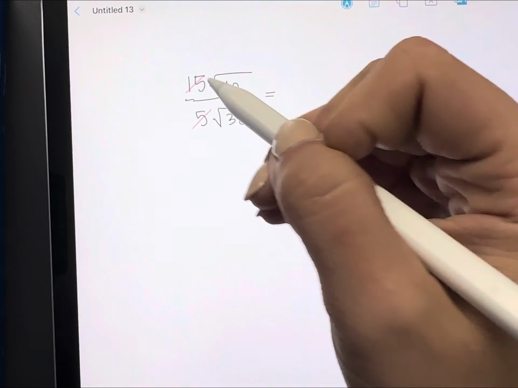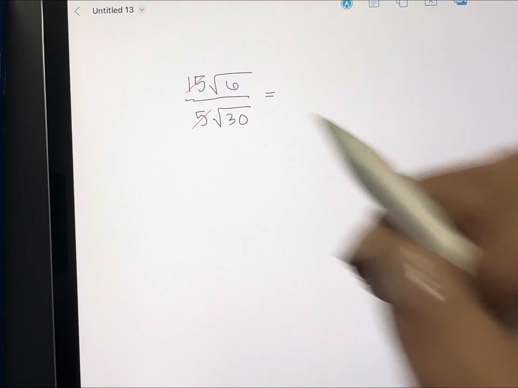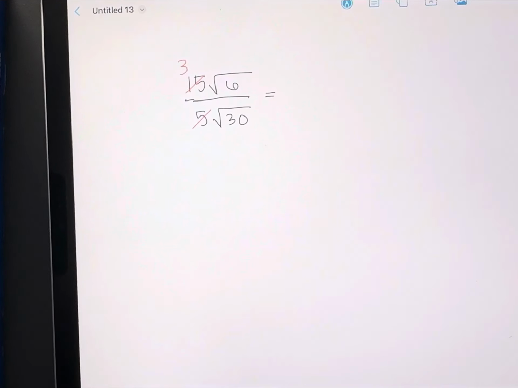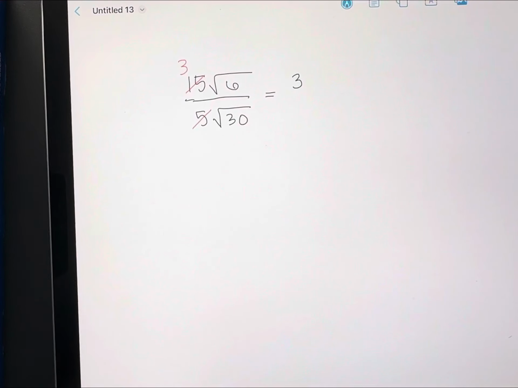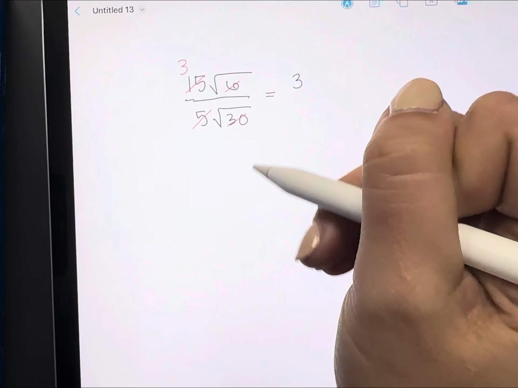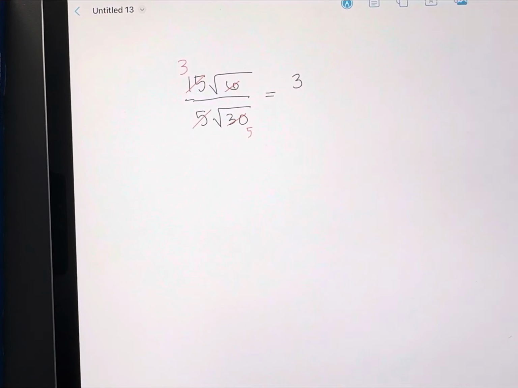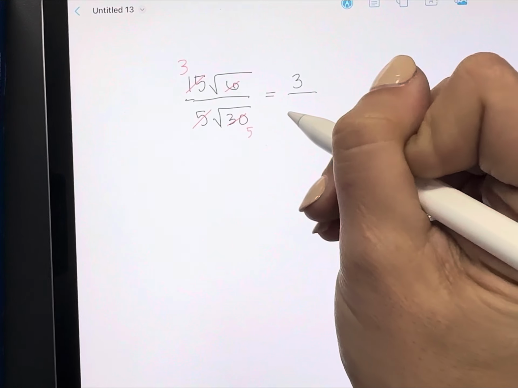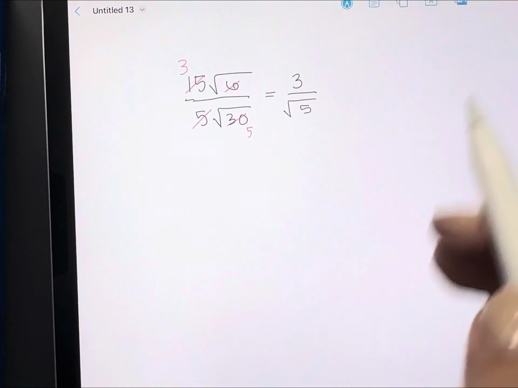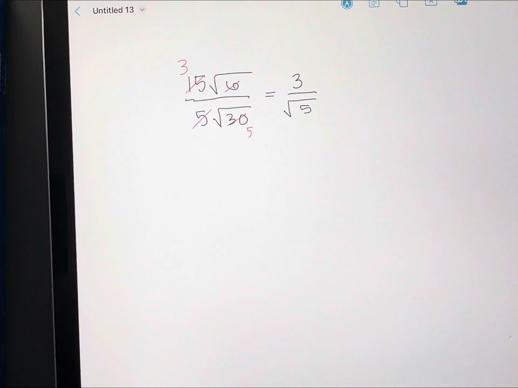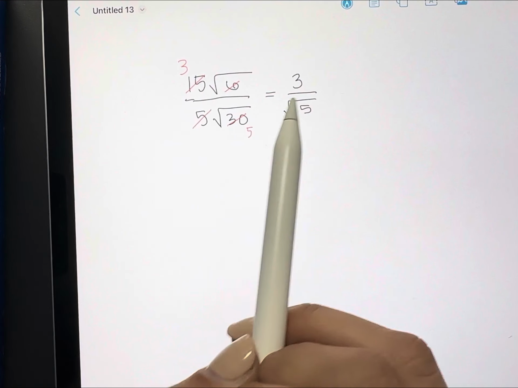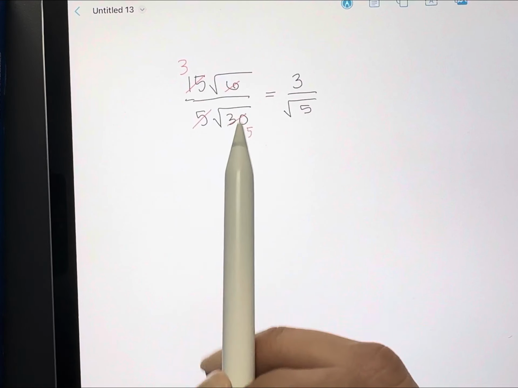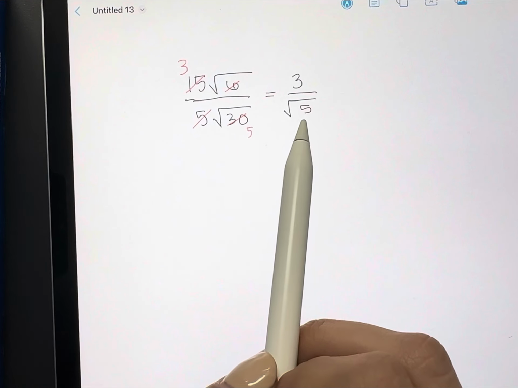5 goes into 15. I can still divide with the numbers in the front. 5 goes into 15 3 times. So this leaves me with a 3 outside of the radical. And then 6 goes into 30 5 times. So this leaves me with a radical 5 in the denominator, okay? Here we go. We just do our outside numbers with each other, straight division, what we're used to, and then our inside the radical numbers with each other, straight division, what we're used to.